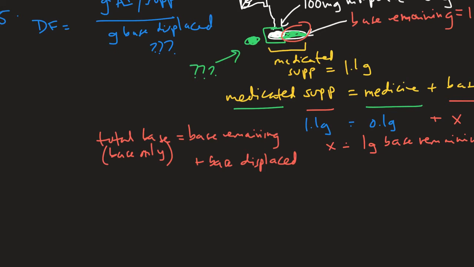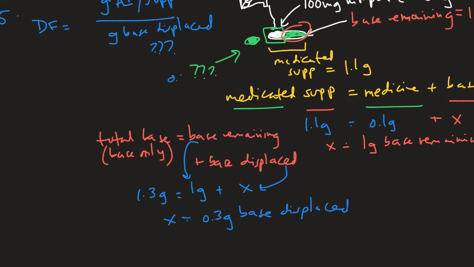Sorry. So we know total base is 1.3 grams, which equals base remaining, 1 gram, plus base displaced, X. Solving for X gives you 0.3 grams base displaced. Now we know that's 0.3 grams right there.